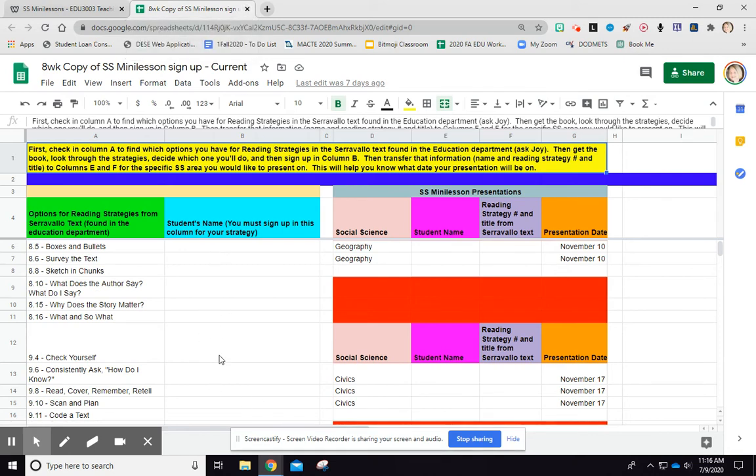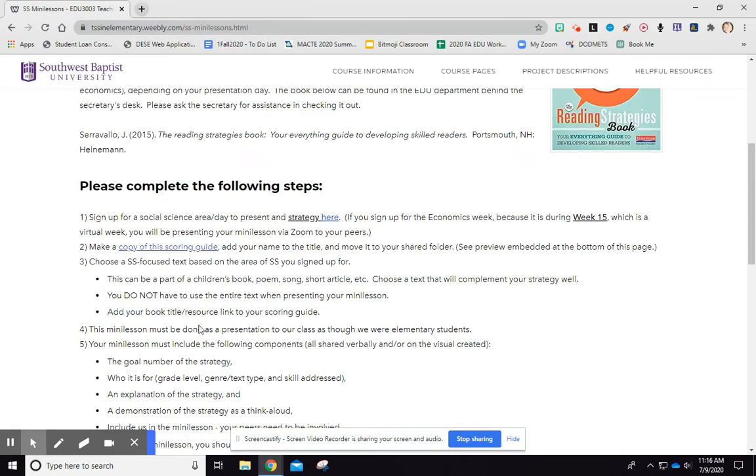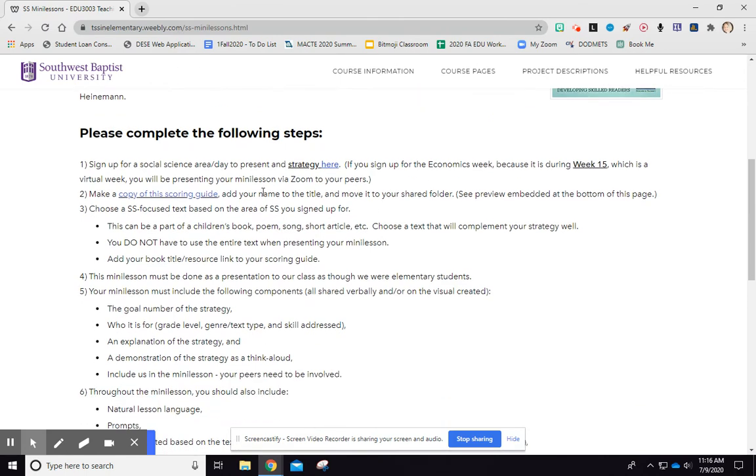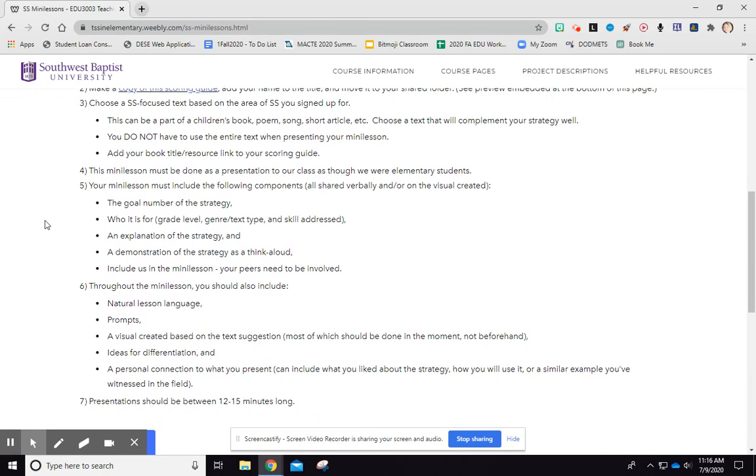All right, so you're going to go up here. You're going to put your name beside the strategy you want, and you're going to put your name right here under whichever social science you want as well. So your name will be in 2 different places on that sign-up sheet. You're going to make a copy of a scoring guide just like you always do. I already talked to you about the text.